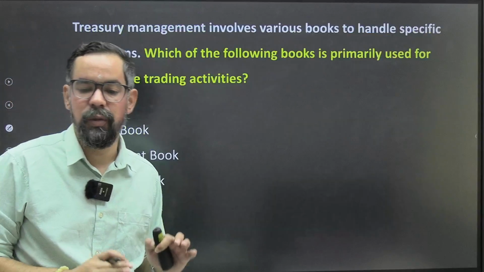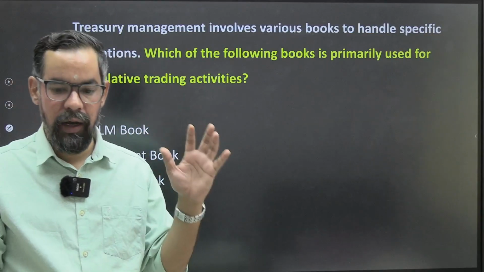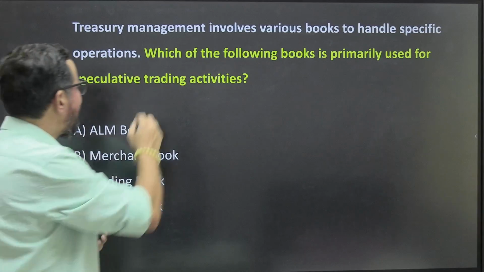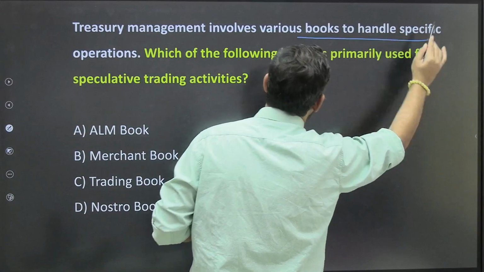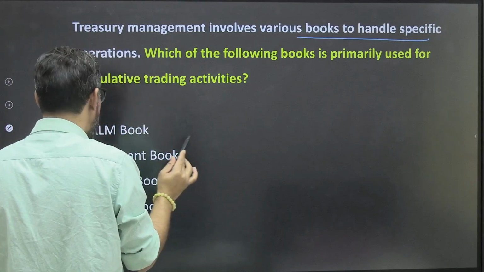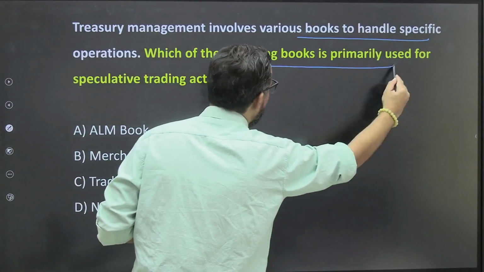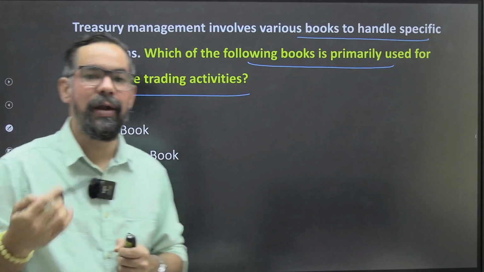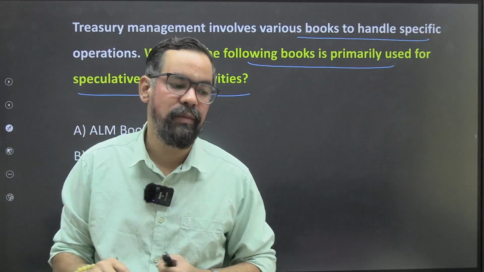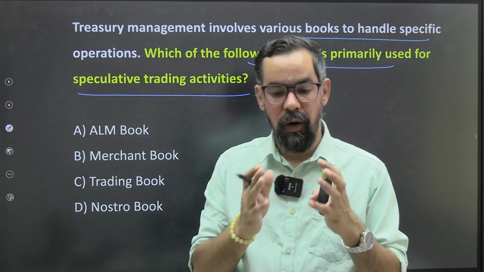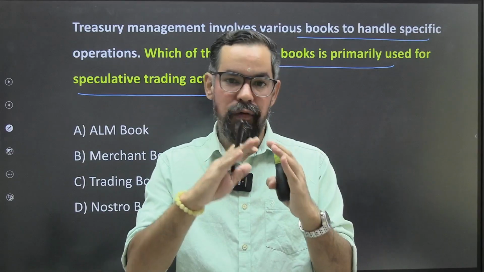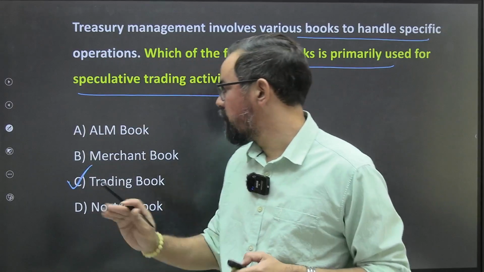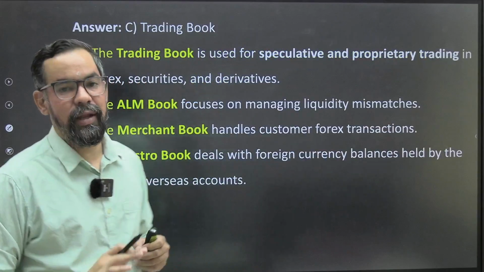We have discussed these particular pointers in detail in our concept classes. Chalo, now next question. Treasury management involves various books to handle specific operations. Which of the following book is primarily used for speculative trading activities? Speculative trading activities, where we are investing or making position on futures and options, that is something related to your trading book. So what will be your correct answer? Trading book will be the right answer for this one.